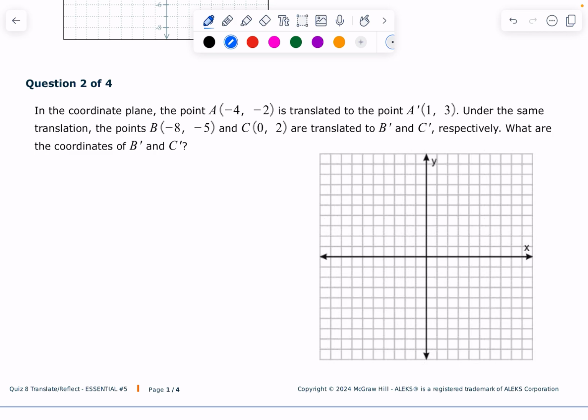So I'm going to graph (-4, -2). So I'm going to go left 4 and down 2, and that is the point A. Now A prime, if you look up here, it's at the point (1, 3). So A prime has moved up there. So I'm just going to look now at how it's moved. So it's moved 1, 2, 3, 4, 5 places right, and 1, 2, 3, 4, 5 places up. So it moved 5 right and 5 up.